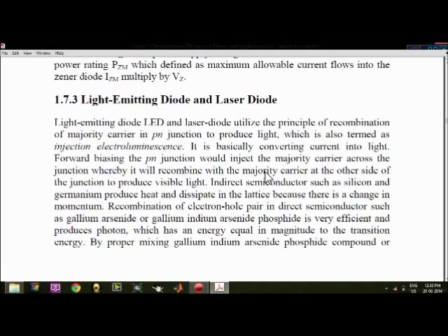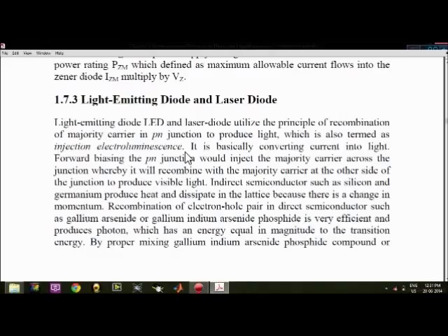Now the third type, that is the light emitting diode, we used in our houses. It produces light because the recombination of the majority carriers in the PN junction produces light, and it is also known as injection electroluminescence. It is better to remember this word. It is basically converting current into light, as the term says, light emitting diode. When we apply a current across the diode, that current is utilized by it and converted into light. So it acts in the first quadrant.